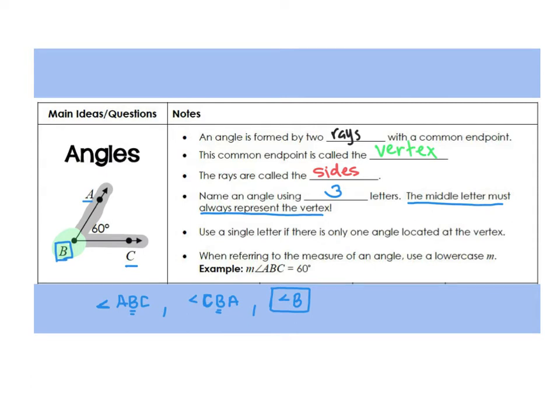The next 2 bullets are information. It says use a single letter if there's only one angle located at the vertex. All right? So that's kind of like what I was telling you. I will show you in a future slide.